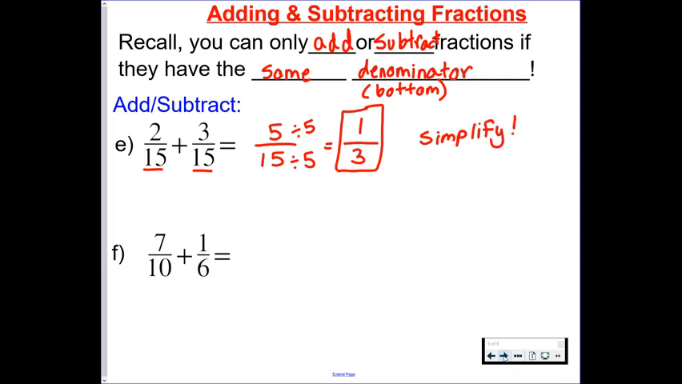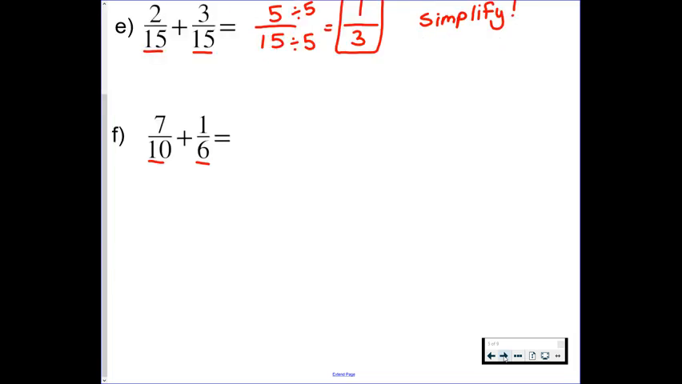All right, let's try the next one. 7/10 plus 1/6. Okay, these do not have the same denominator, so we cannot just add like we did the last one. We're going to have to actually make these be the same denominator. Okay, so 10 and 6. Let's think of a common multiple that they share. A common multiple that they share is 60. So I'm going to change both of those denominators to 60.